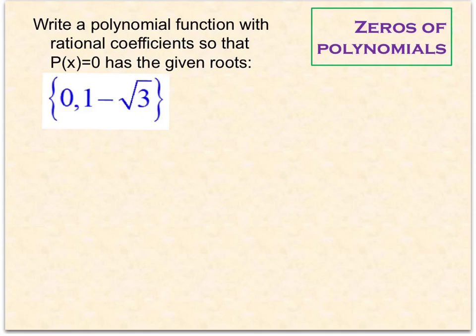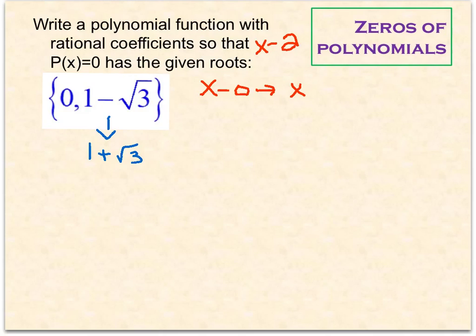Now we want to write a polynomial function that's going to have rational coefficients so that p of x equals 0 is going to have the following roots. Now, if we have the root 1 minus the square root of 3, remember because of the conjugate theorem, that means we have 1 plus the square root of 3 as a root also. Now, how we go from the roots to writing the function, we need the linear factor that represents that root. Now, remember, that's always x minus a, where a is a root.